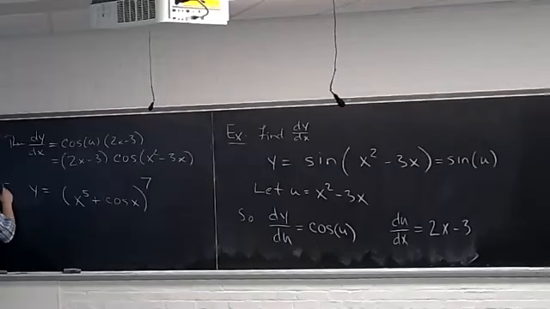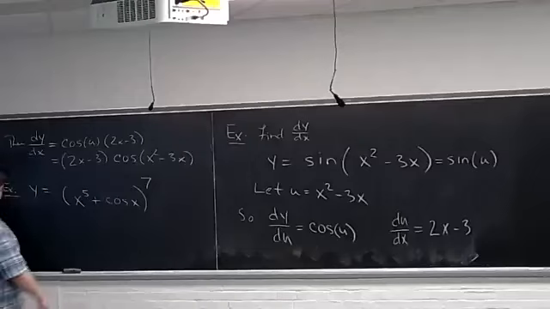Example. Here we have x to the 5th plus cosine x all raised to the 7th power. We want its derivative. Well, you can expand it out. It would actually require 6 chain rules if you did that. But what we can do is observe that this function is something to the 7th power.